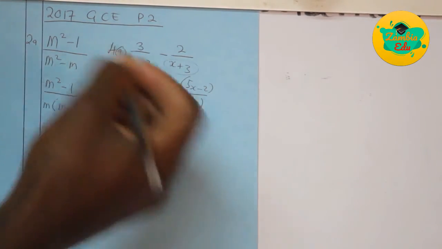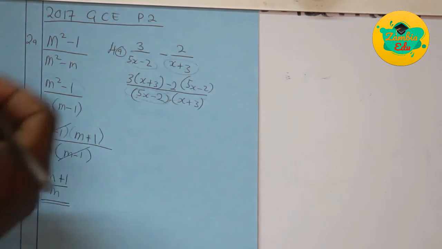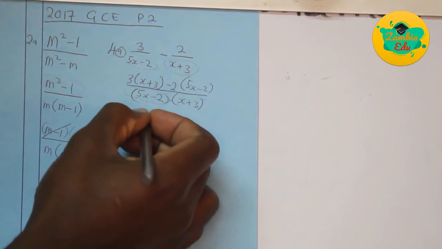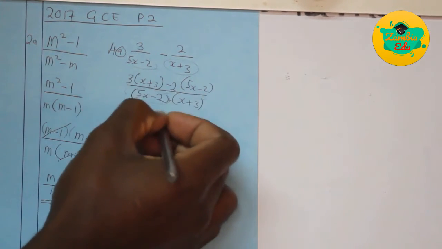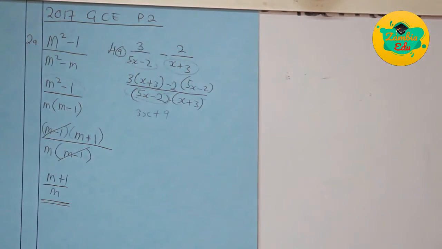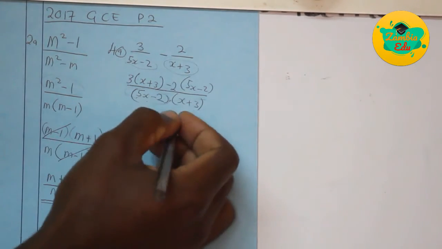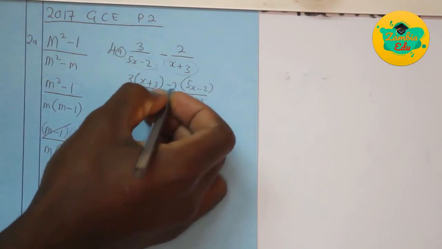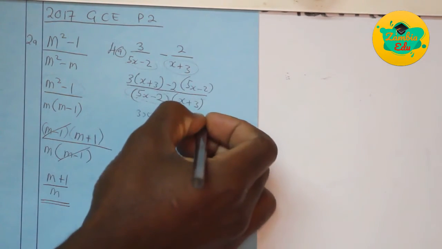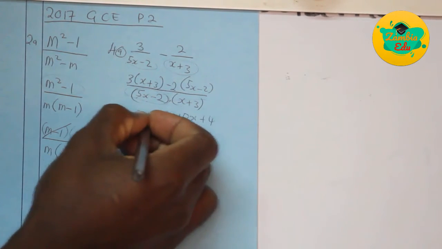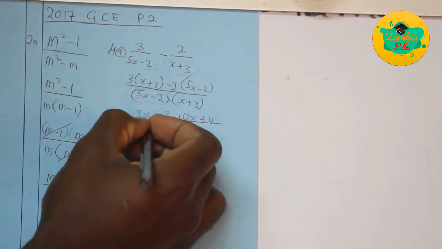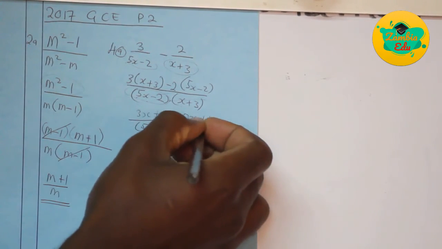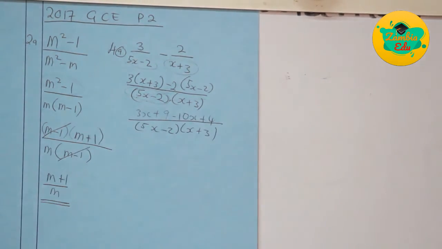Multiply the values outside the bracket with everything that is inside to get the answer. So you do 3 times x, you get 3x, plus 3 times 3, you get your 9 there. Then negative 2 times 5x, you get negative 10x, negative 2 times negative 2, you get positive 4, over the whole common denominator, 5x minus 2, x plus 3, in that way.